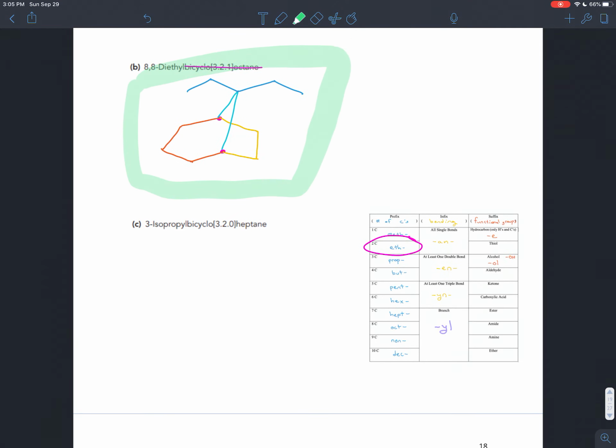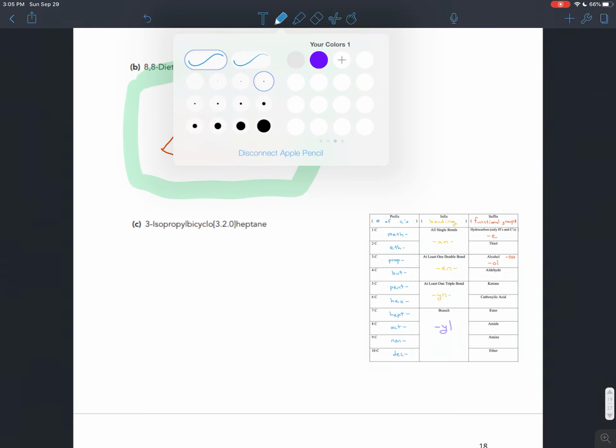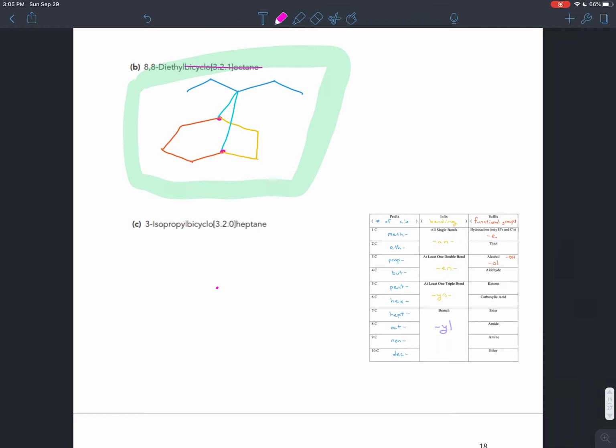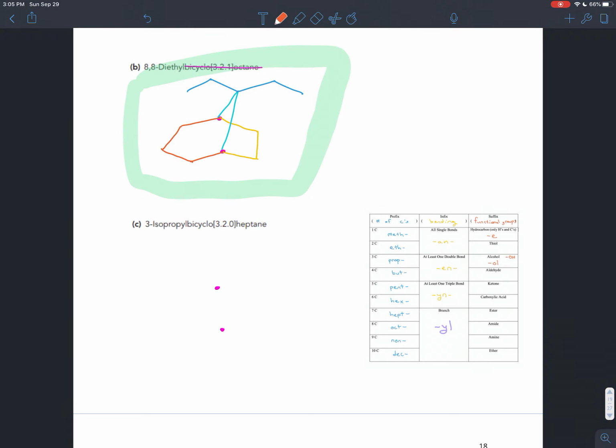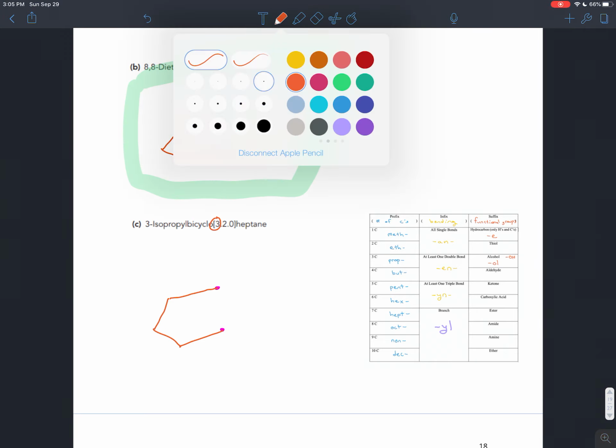I think this third one, C, is the last one like this for practice. So again, I encourage you to start with the bridgehead carbons on these bicyclic compounds. So you always have 2 bridgehead carbons here, and the numbers in the brackets tell you how many carbons are on each side of those. So for example, if we have 3, that means we have 3 carbons on one side of those bridgehead carbons. So 1, 2, 3.